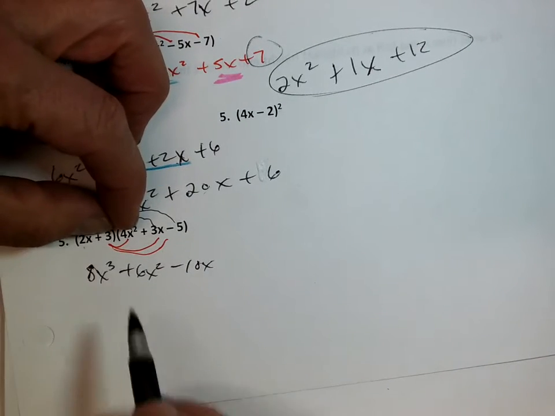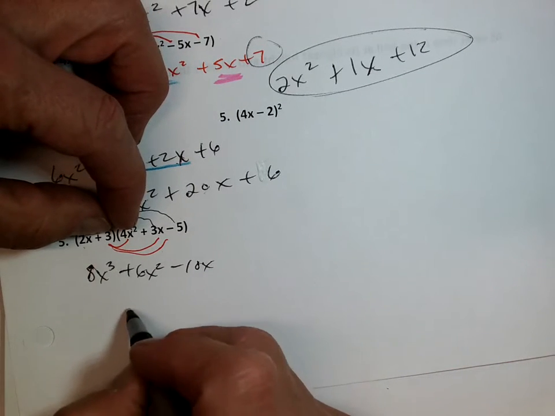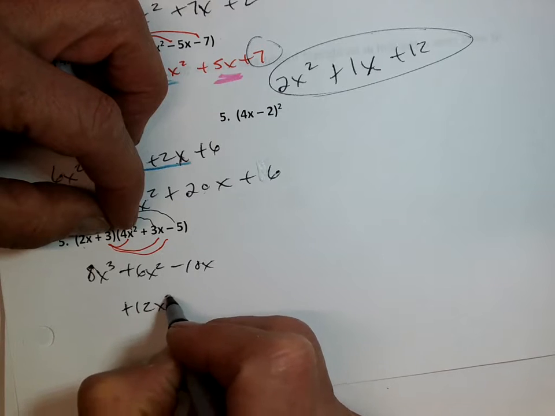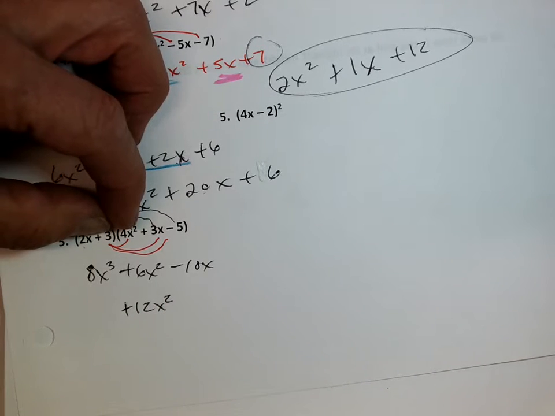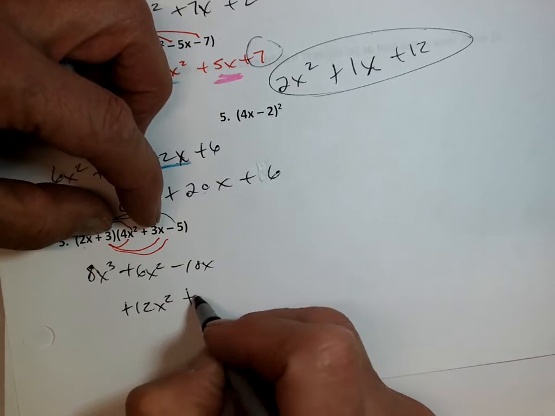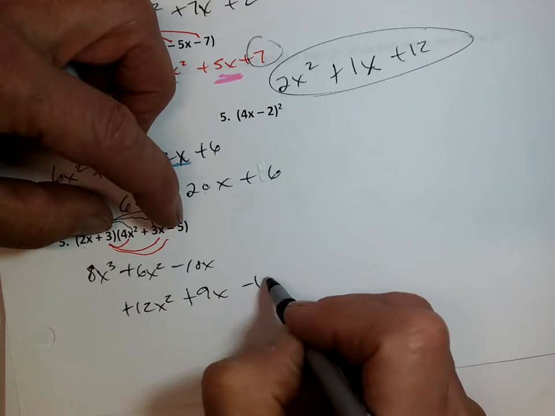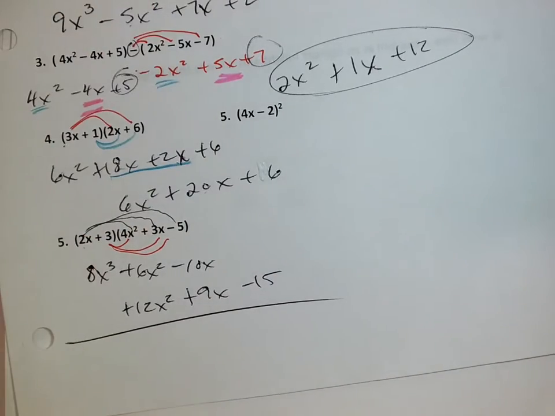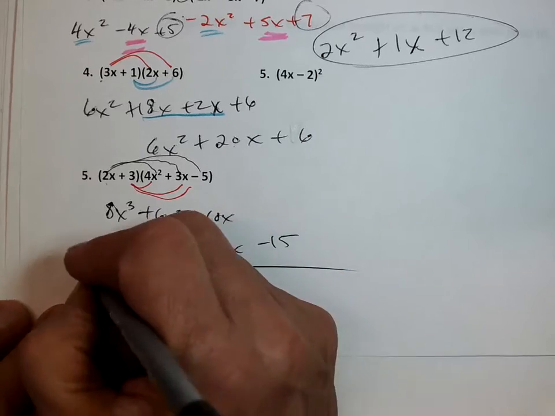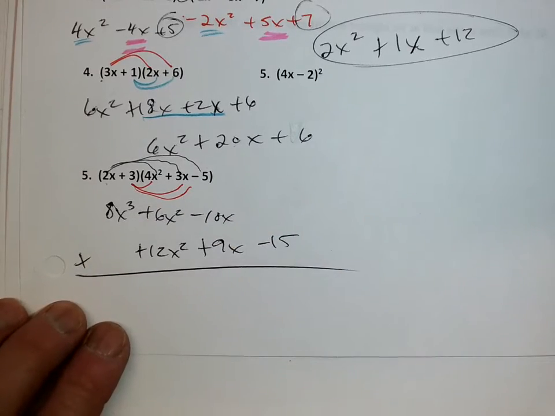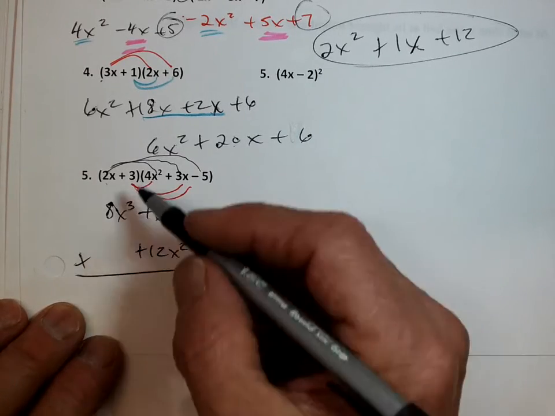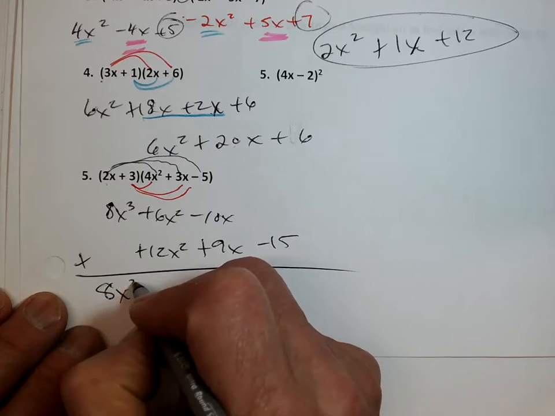We got a positive 12x squared. I like to line them up right there. Positive 9x and a negative 15, okay? And then I like to line them up. You don't have to do it this way. I think it's easier though to line them up. So I get an 8x cubed.